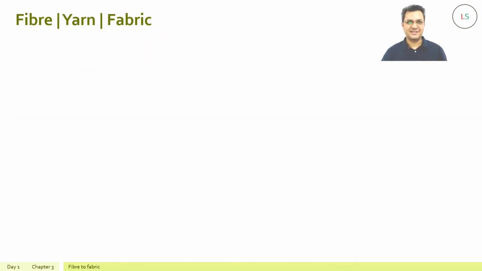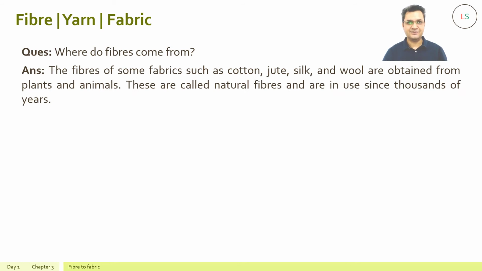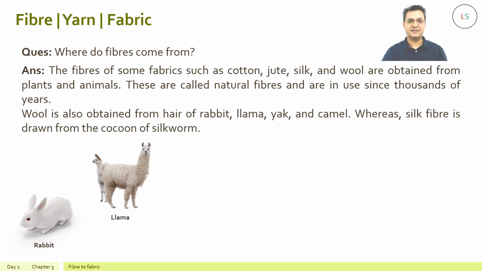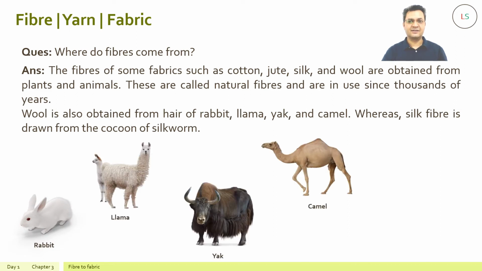A question at this point in time: where do fibers come from? Put on your thinking caps and keep thinking. The fibers of some fabrics such as cotton, jute, silk and wool are obtained from plants and animals. These are called natural fibers and are in use since thousands of years. Wool is also obtained from hair of rabbit, llama, yak and camel, whereas silk fiber is drawn from the cocoon of silkworm.